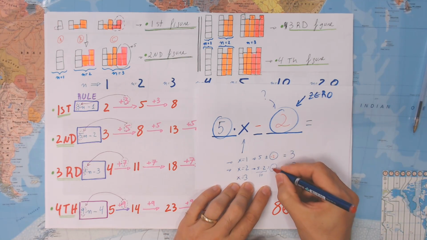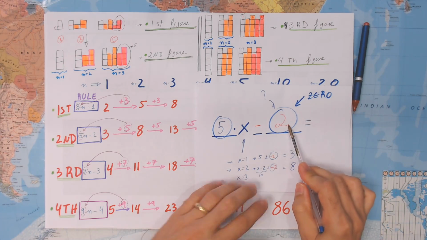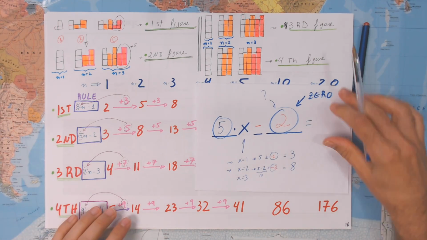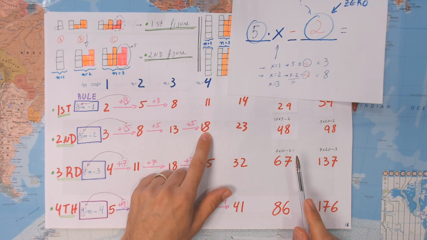10, again, minus 2 equals 8. Okay, that's it. It's 5x minus 2. Now let's try for another term. Let's choose, for instance, this one, 18.